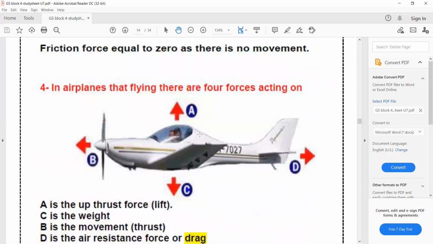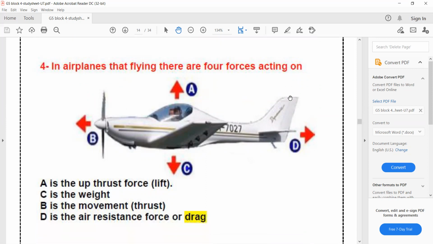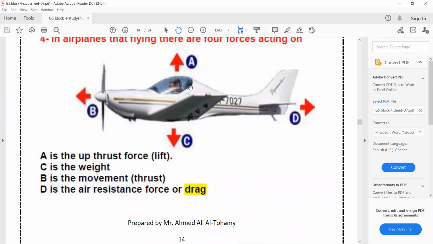Another picture, in this plane that is flying, there are four forces acting on it. A and C work in opposite directions. B and D work in opposite directions. Let's see which couple of forces are balanced in this case. Let's discuss A and C.